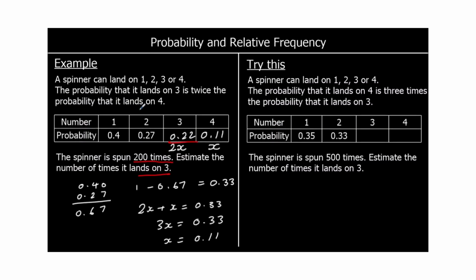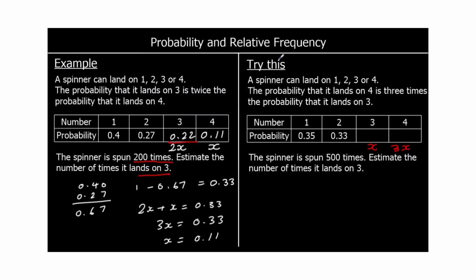And one for you to try. So give this one a go. So again, the spinner can land on 1, 2, 3, or 4. The probability it lands on 4 this time is 3 times the probability of 3. So it's whatever 3 is multiplied by 3. Whatever the probability of landing on 3 is multiplied by 3.